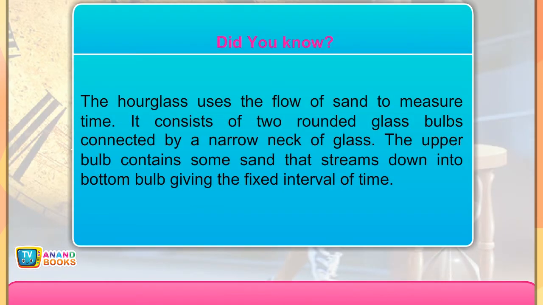Did you know? The hourglass uses the flow of sand to measure time. It consists of two rounded glass bulbs connected by a narrow neck of glass. The upper bulb contains some sand that streams down into the bottom bulb, giving a fixed interval of time.